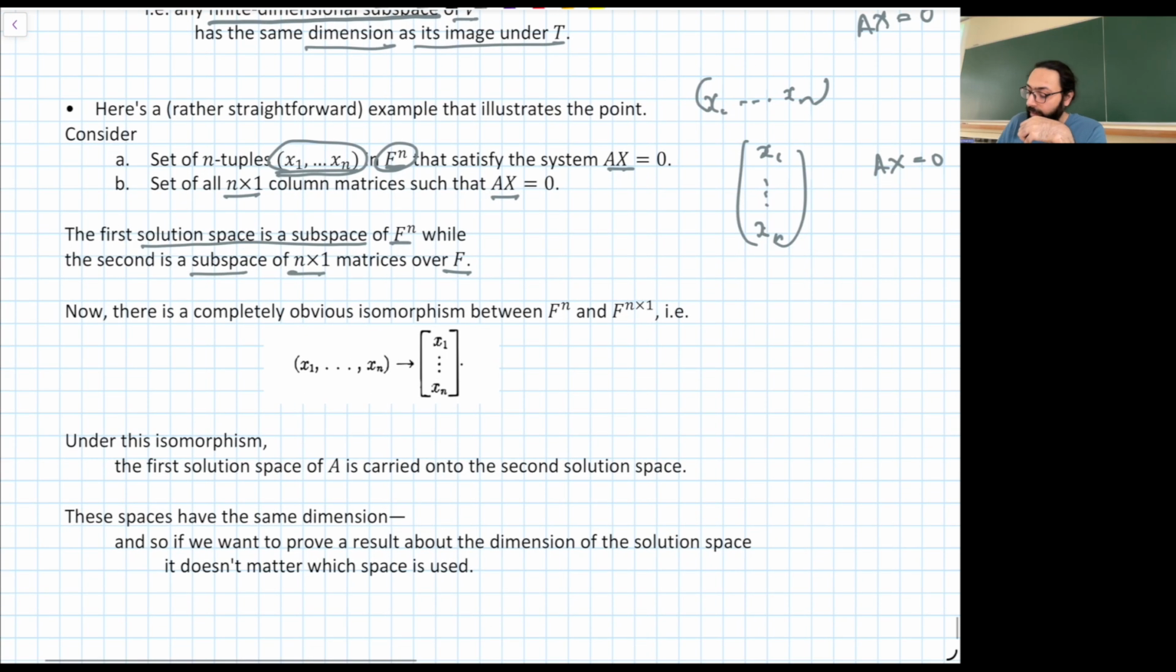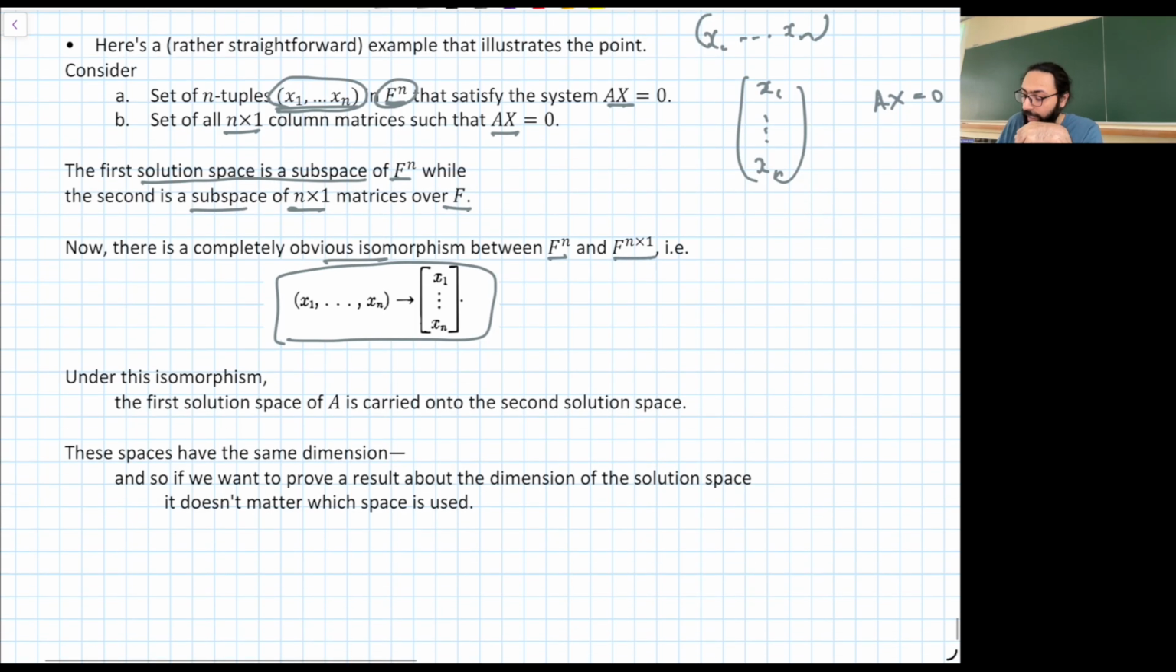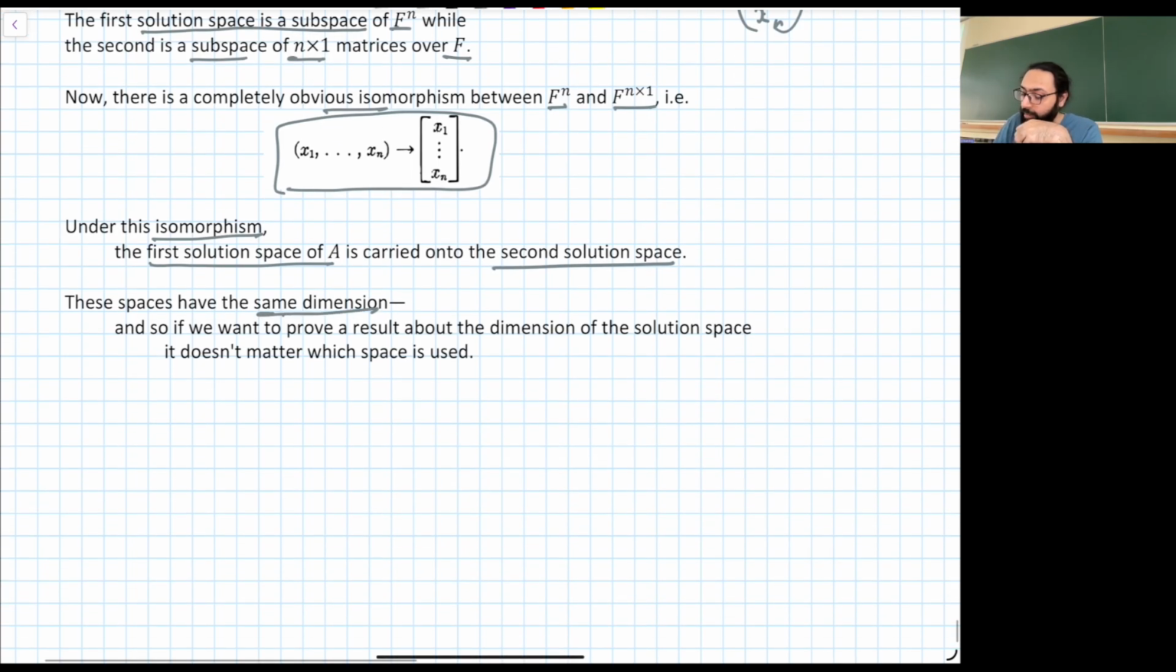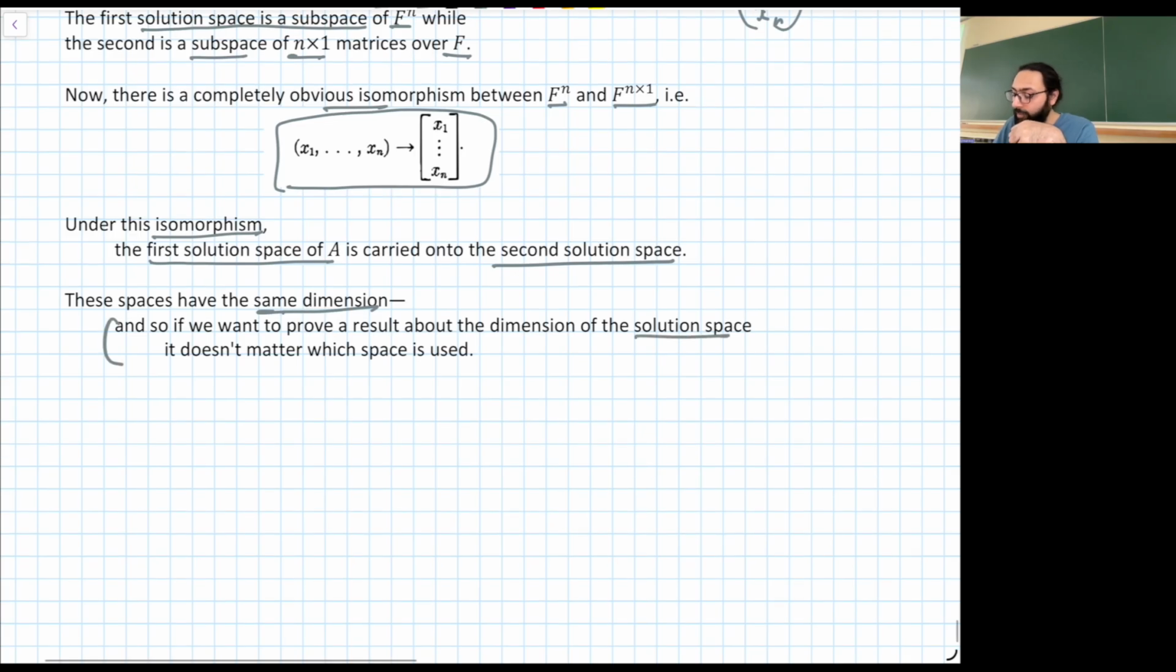There's a completely obvious isomorphism between Fn and F n cross 1, mapping vectors from one to vectors in the other. One can check that this is 1-1, invertible, linear, everything is fine. Under this isomorphism, the first solution space is carried to the second solution space, and these spaces have the same dimension. So if you wanted to prove a result about the dimension of the solution space, it doesn't matter which one you use. It's a very trivial example, but that is the sense of it.